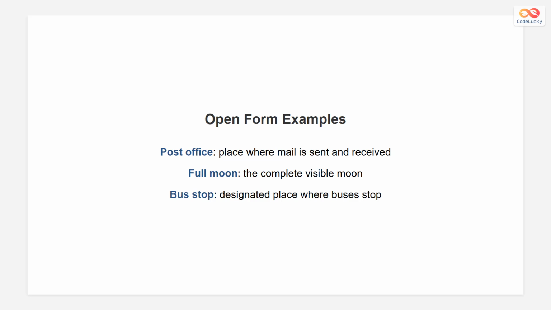Open-form compound nouns are made by placing two or more words next to each other with spaces, but together they form a new noun. Some examples are post office, meaning a place where mail is sent and received, full moon, the complete visible moon, and bus stop, a place where buses stop to pick up or drop off passengers.